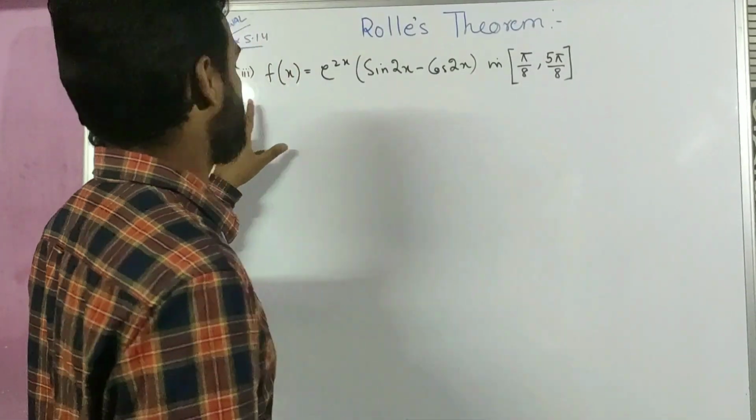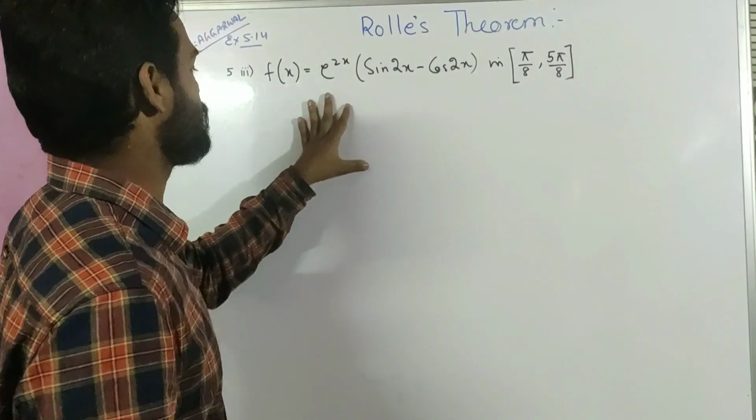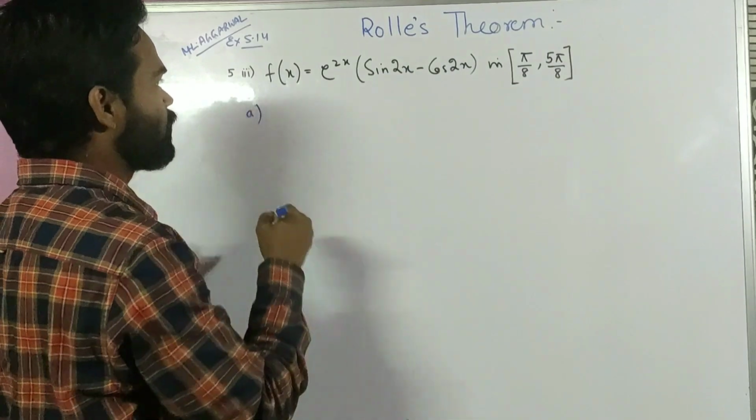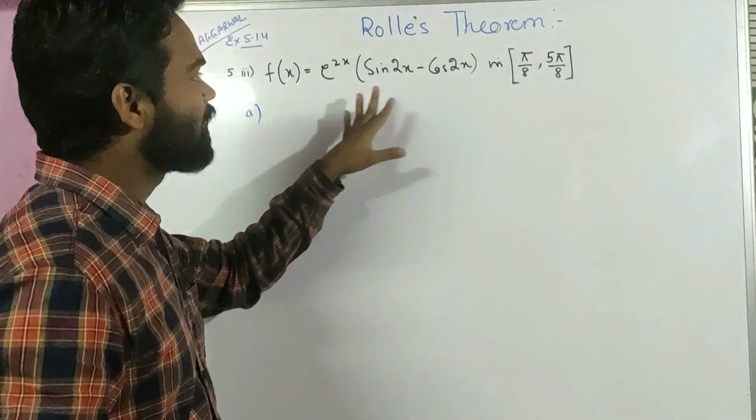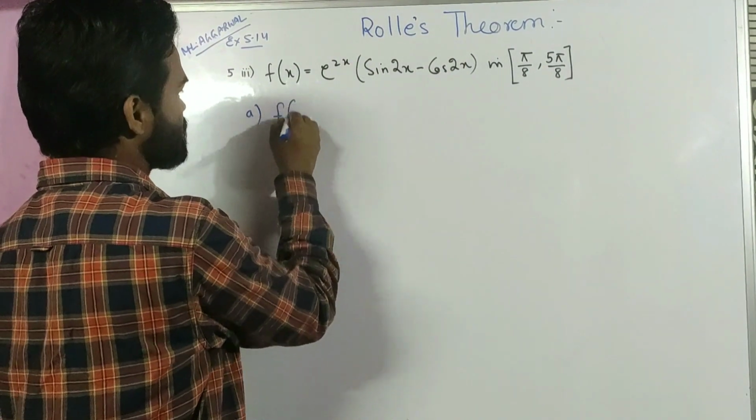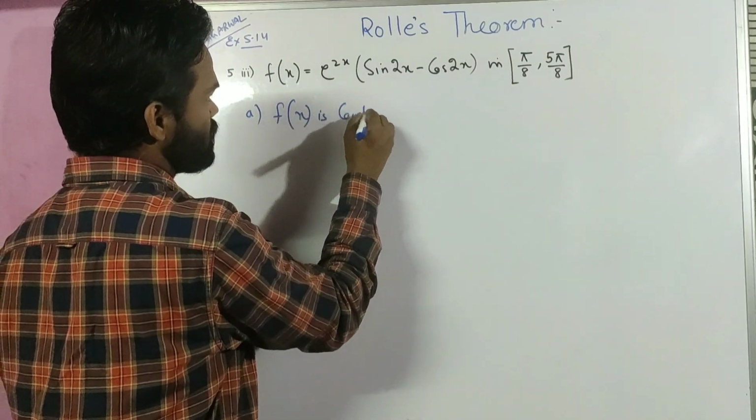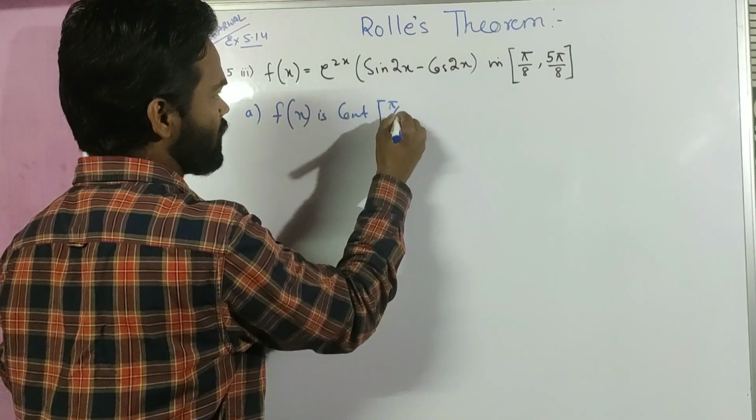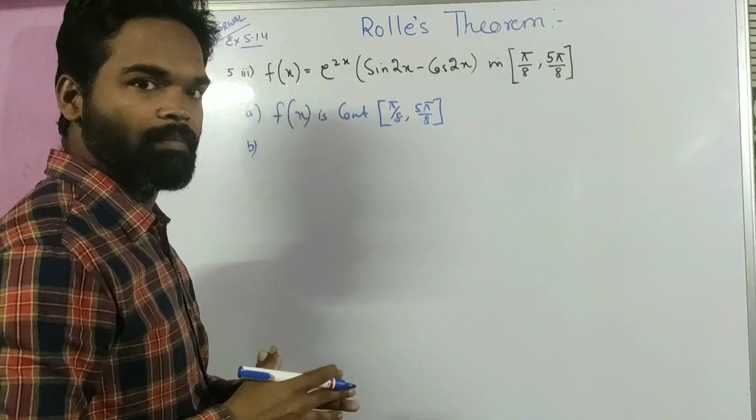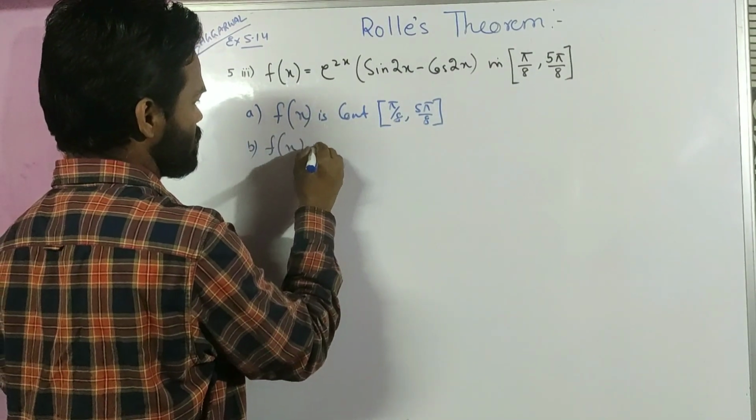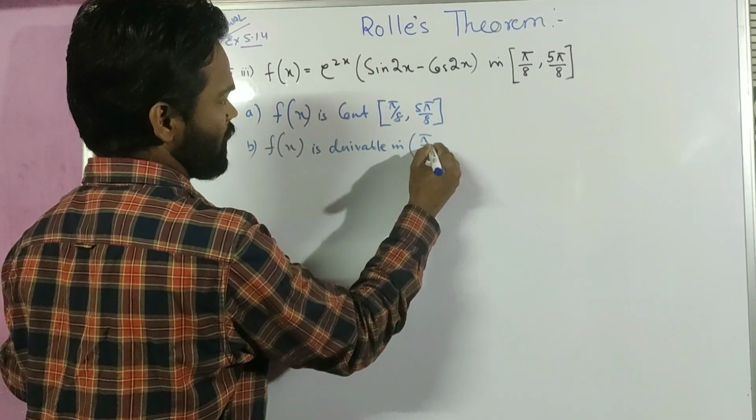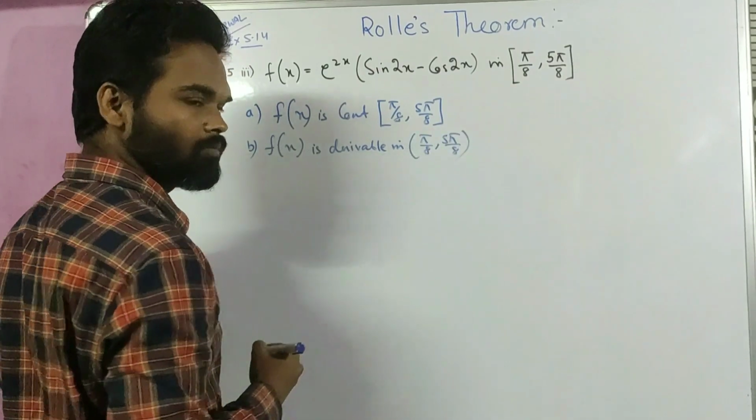Let us see sum number 5, part 3. Verify Rolle's theorem for f(x) equals e to the power 2x (sin 2x minus cos 2x). Interval is given. The first thing, we know that exponential functions are continuous and sine and cosine are continuous in the given domain, which means f(x) is continuous in closed interval [pi by 8, 5 pi by 8]. It is derivable also. f(x) is derivable in (pi by 8, 5 pi by 8) open interval.